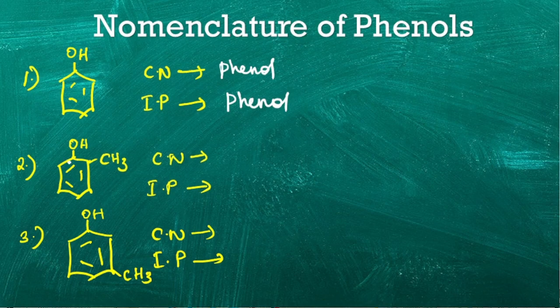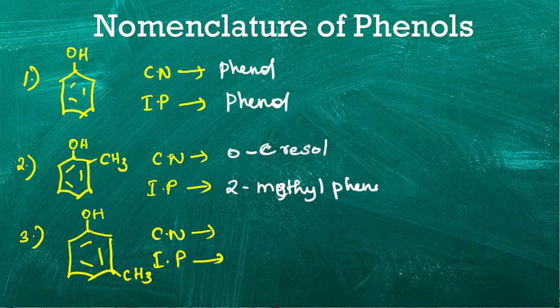See, when OH and CH3 are attached together, they are called cresol. So that is the common name. IUPAC name is different. Common name is cresol. Based on the position, we get metacresol, paracresol, orthocresol. So this is the ortho position, so this is orthocresol. What is the IUPAC name? So this is phenol, and at the second position methyl is attached. So 2-methyl phenol.